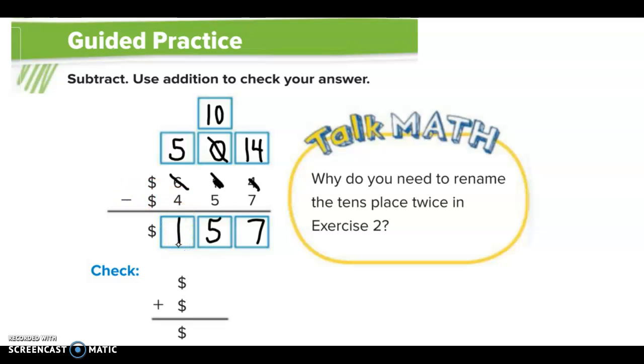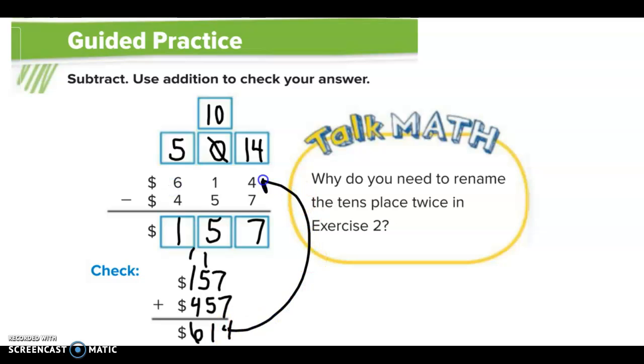Let's practice with those inverse operations checking it. I think the answer is 157. We're going to do the inverse operation. So we're going to add to our middle number, 457. And let's see what we get. 7 plus 7 is 14. That's a double. 5 plus 5 is another double, is 10, and 1 more is 11. We regroup. 4, 5, 6. And it's a little tricky to see what our original answer was because I crossed so many things out. 614 is what we started with, so that means our answer is correct.